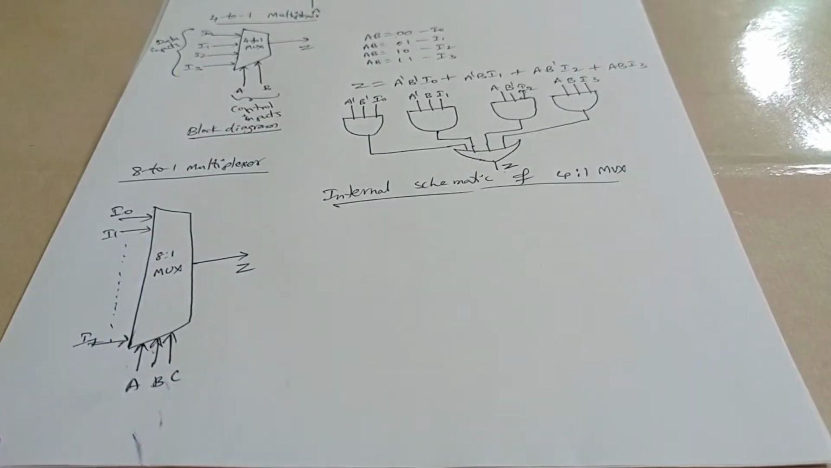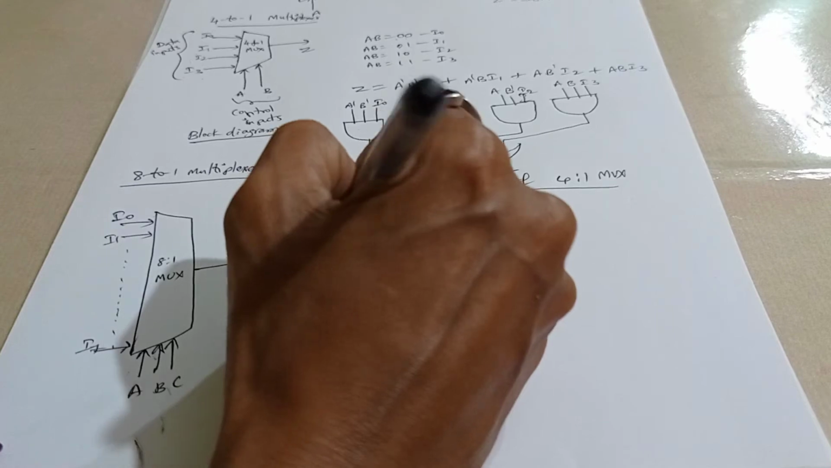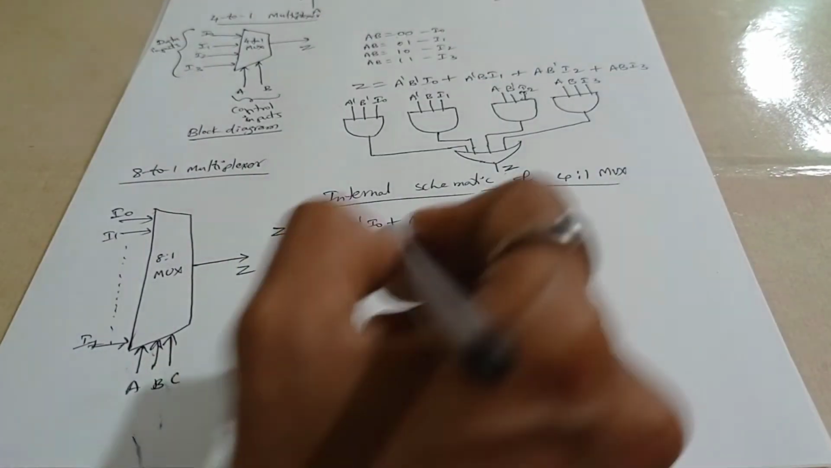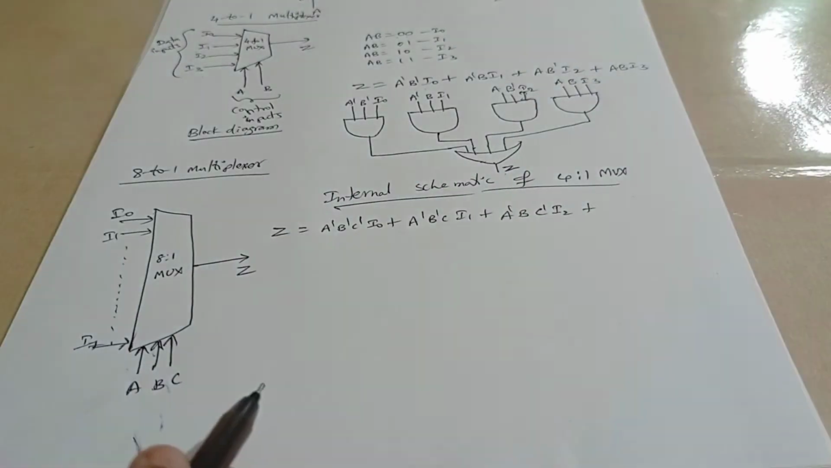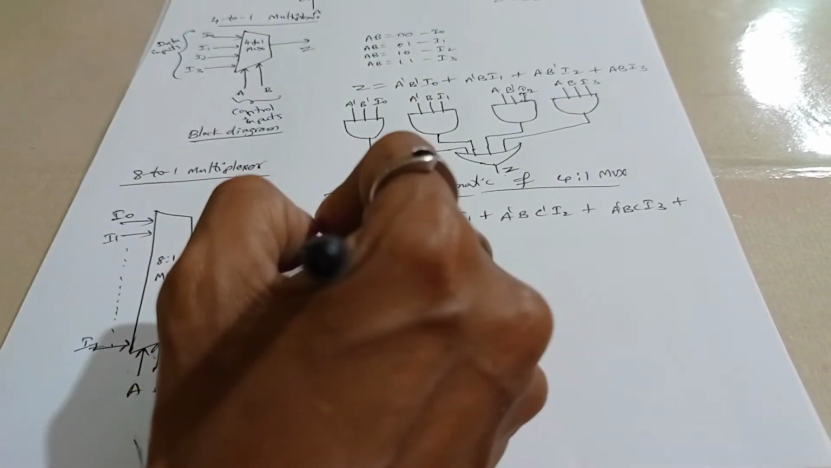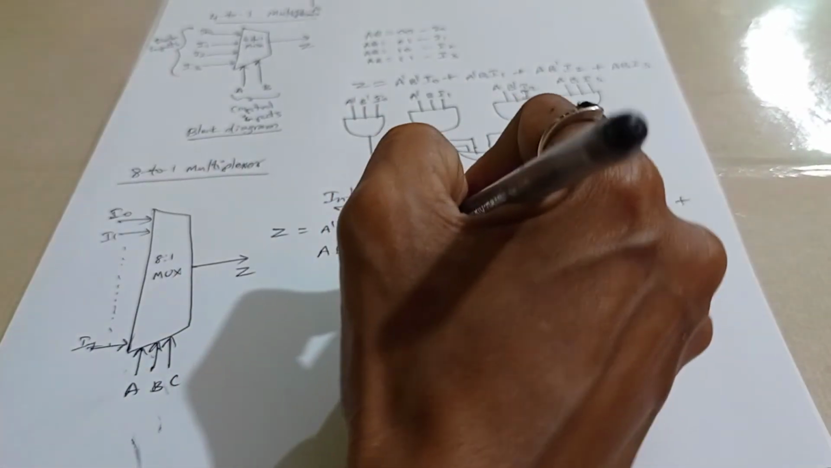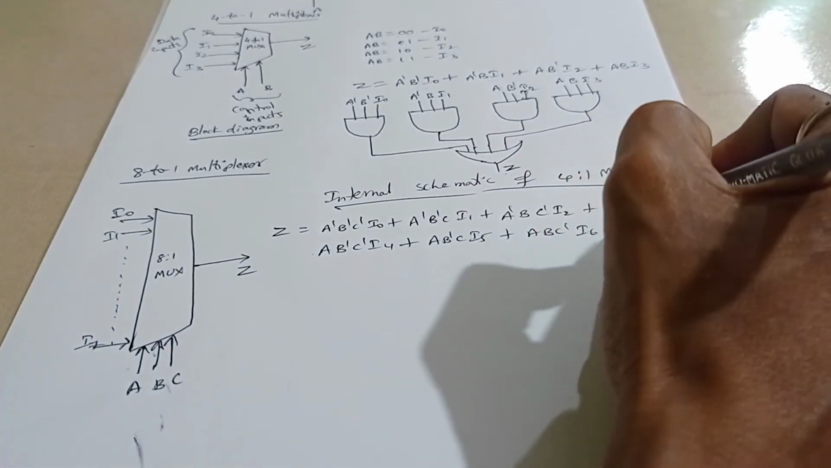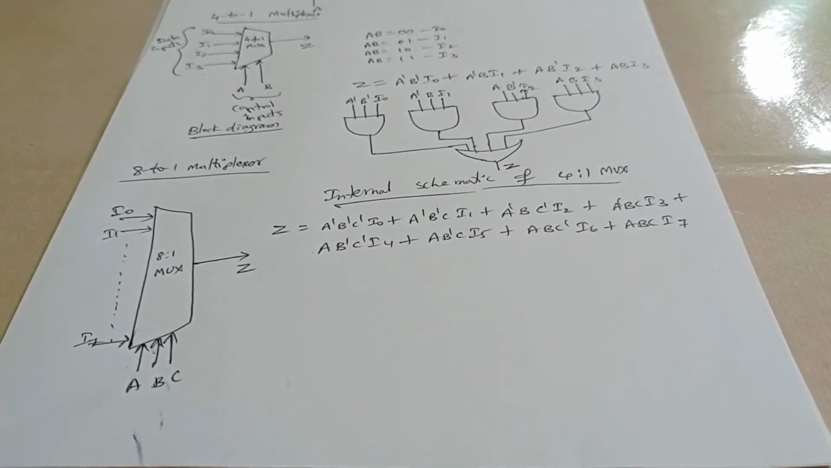8:1 multiplexer. Same as for this, the equation Z is equal to A bar B bar C bar I0 plus A bar B bar C I1 plus A bar B C bar I2 plus A bar B C I3 plus A B bar C bar I4 plus A B bar C I5 plus A B C bar I6 plus A B C I7. This is the equation for 8:1 multiplexer.